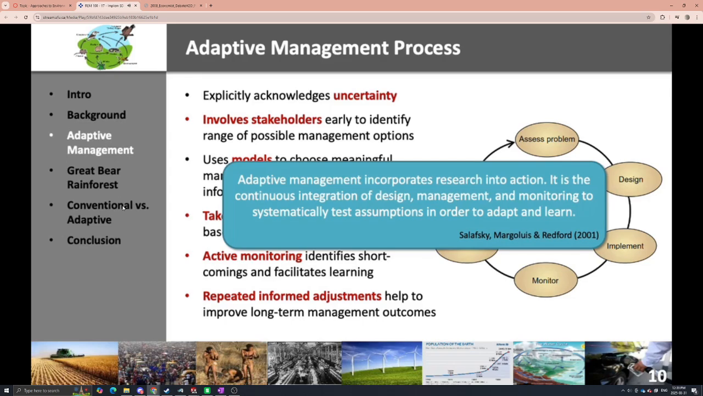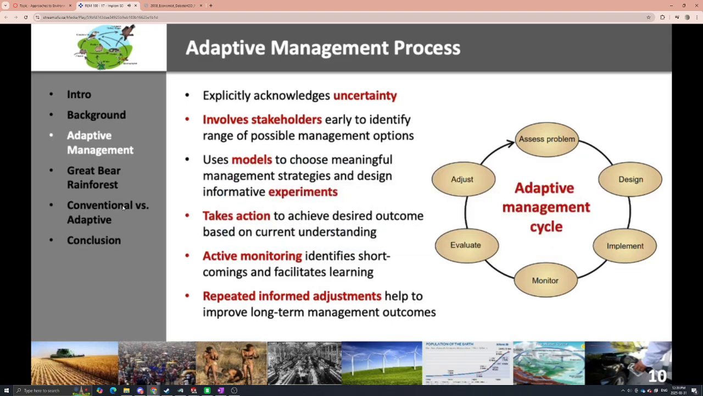One of the key characteristics of adaptive management is that it incorporates research into action. This is the continuous integration of design, management, and monitoring to systematically test assumptions in order to adapt and learn. Let's look at a few other characteristics for successful adaptive management. First, it is critical to involve many stakeholders early in the process to get a good overview of the different perspectives and collaboratively design realistic management options among all the stakeholders.